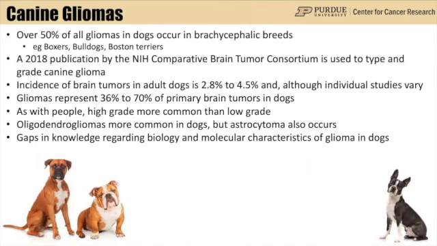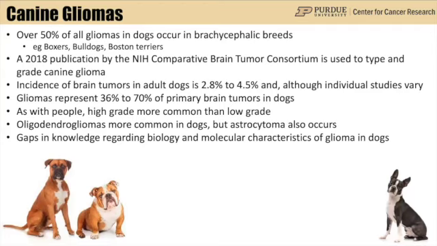The incidence of brain tumors in adult dogs is 2.8 to 4.5%, though individual studies vary. And then 36 to 70% of primary brain tumors in dogs are gliomas. As I mentioned earlier, high grade tumors are more common than low grade at the time of diagnosis. And I also mentioned in human, astrocytomas are more common, but oligodendrogliomas do occur. And in canine, it's the reverse. Oligodendrogliomas are more common in dogs, but astrocytomas also occur.